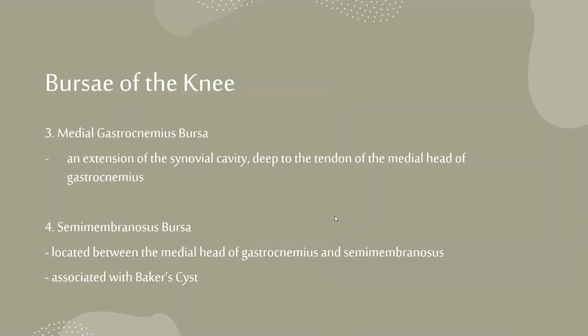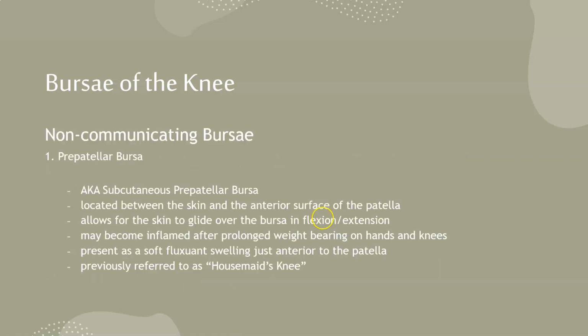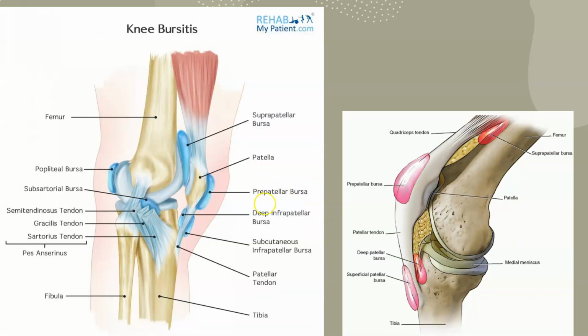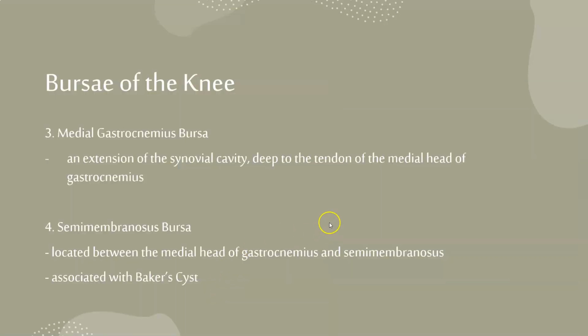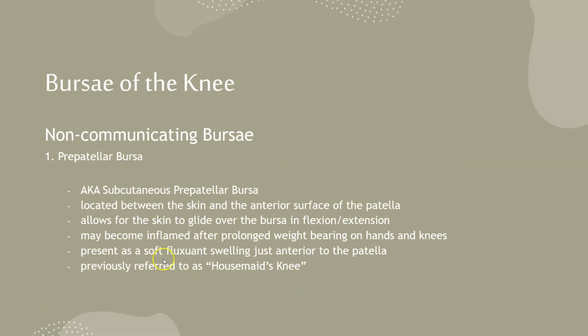The next is the medial gastrocnemius bursa, and this is also an extension of the synovial cavity, and it runs deep to the tendon of the medial head of gastrocnemius, which of course is the muscle that you call the calf muscle. We can see the medial gastrocnemius back over on the other side here. The semimembranosus bursa is located between the medial head of the gastrocnemius and the semimembranosus. If this gets very inflamed and becomes quite enlarged, this is also known as the Baker's cyst.